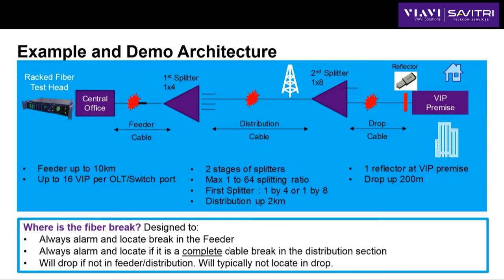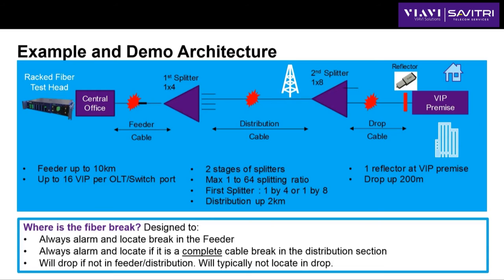And then if it's not in either of these sections, in the feeder or the distribution, we'll be able to tell you that you've got a problem in your drop cable to the VIP premise. And so you can see how this is really helpful in order to be able to ensure that you dispatch to fix the right location and can avoid unnecessary fiber handling and unnecessary truck rolls, right?